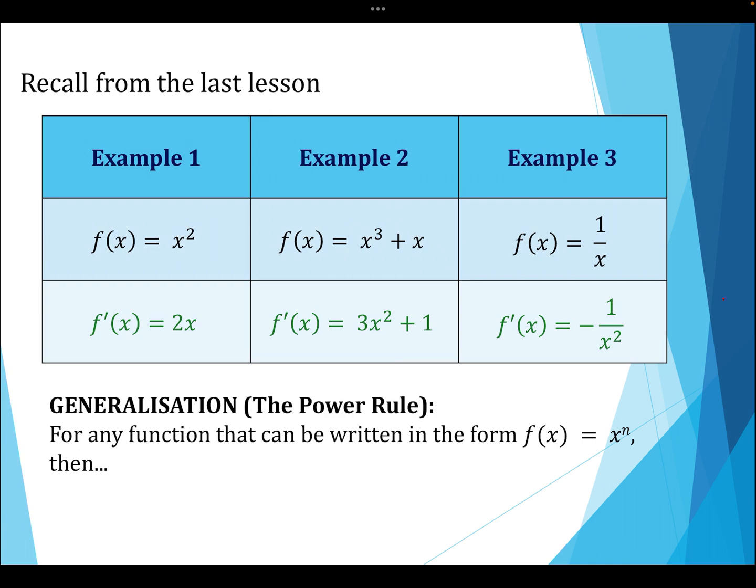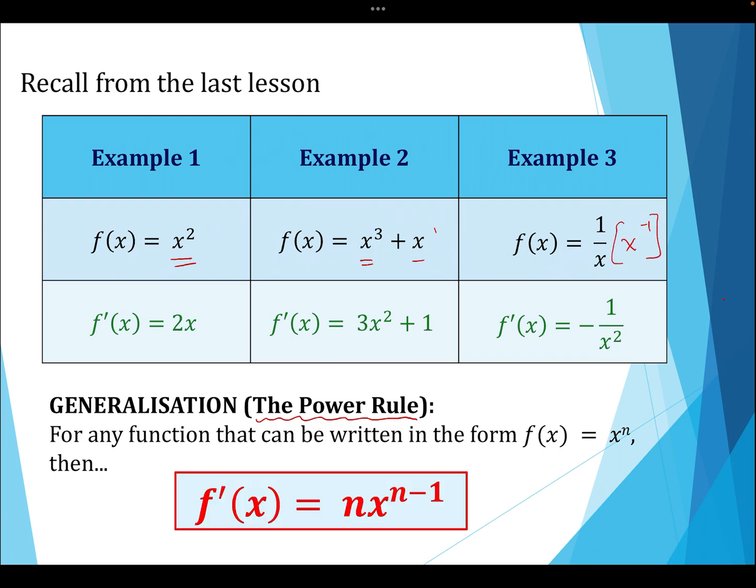Now, can you actually do a generalization? The generalization, we call it the power rule. Alright? So for any function that can be written in the form f(x) equals x to the power of n, for example, this is x squared, this is x squared plus 3x plus 1, and this is x to the power of minus 1, what we can say is f dash x, or the derivative of f(x), equals n times x to the power of n minus 1.